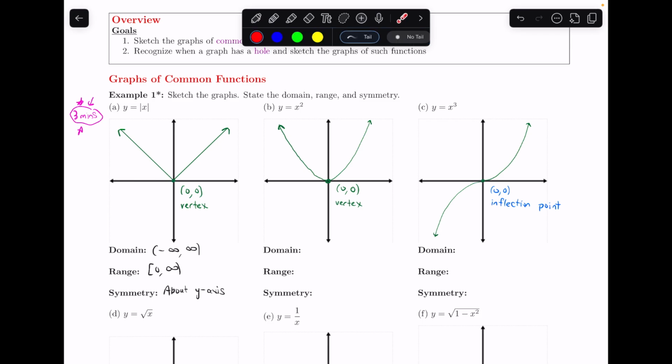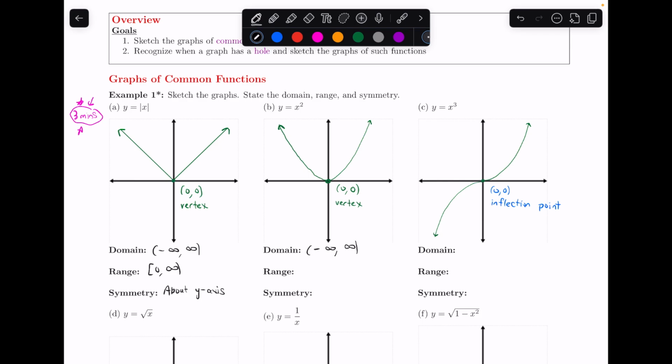Now for x squared, for my domain, my x values, if I look at the graph, it's hitting every x value. Nothing is skipped. I can also see from the formula that there are no restrictions. I can plug in any number for x. So the domain is everything, -infinity to +infinity.